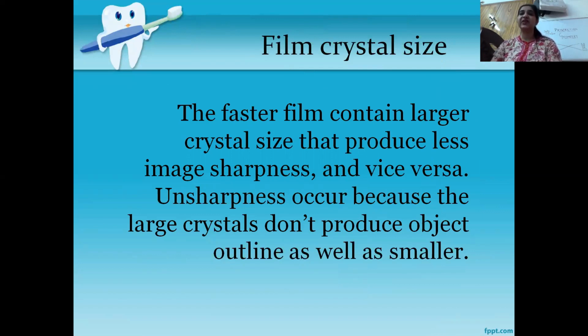Film crystal. The faster film contains larger crystal size that produces less image sharpness, and vice versa. So we should take a medium fast film. Unsharpness occurs because large crystals don't produce the object outline as well as smaller ones. There are fewer target areas in larger crystal size, and in small crystal size more targets are seen. So latent image acquisition is much better in small crystal size film as compared to the large crystal size film.